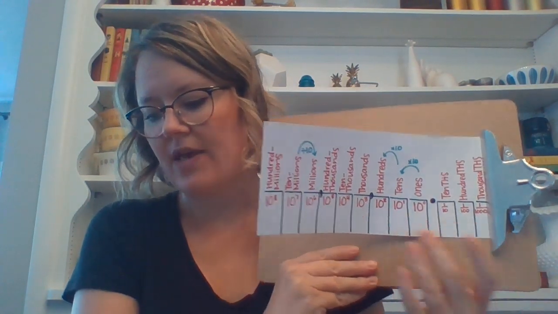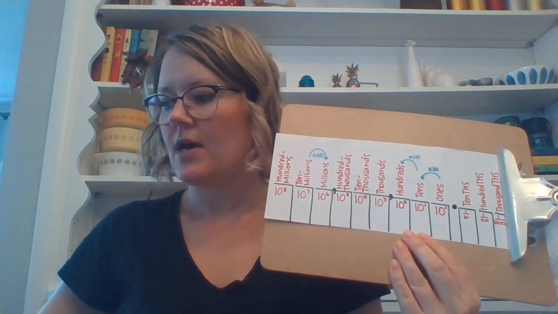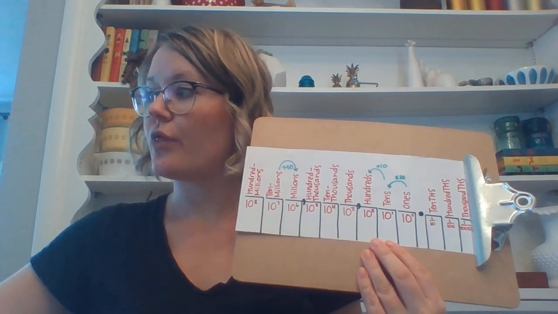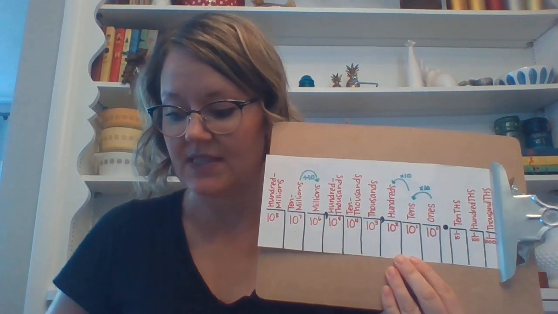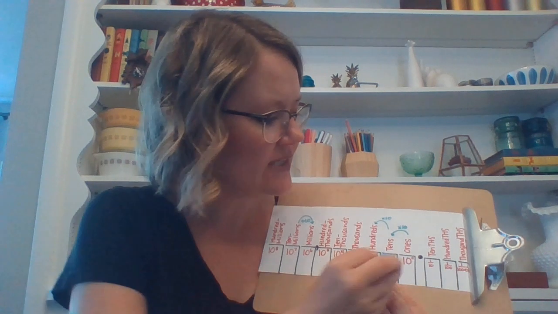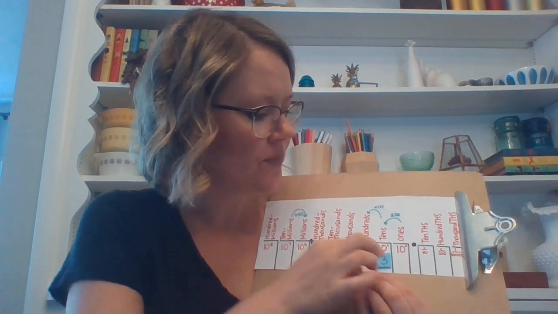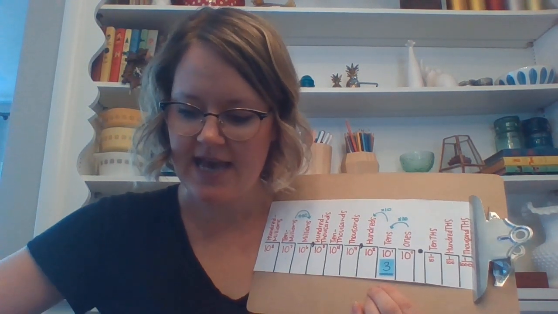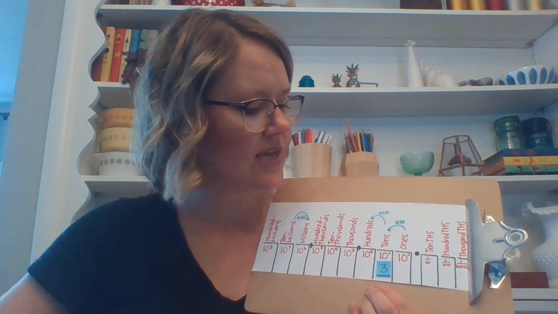We're going to start with thinking about a number. We're going to do 36 times 10. So I'm going to put 36 in its correct place value. So 36 has 6 ones and 3 tens.